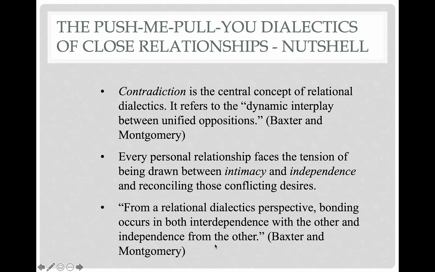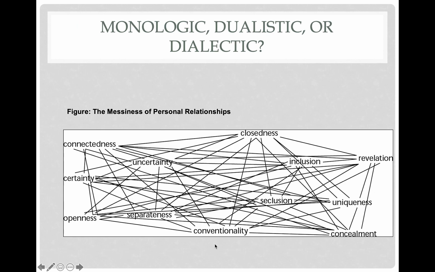From a relational dialectics perspective, Baxter and Montgomery say bonding occurs in both. It occurs both in the desire for interdependence and the desire for independence from the other person. And we can experience different kinds of bonding, and maybe even an increase in our bonding, at both sides of that tension. So they offer three different perspectives on the notion of a dialectic, or the concepts that reside within a dialectic.